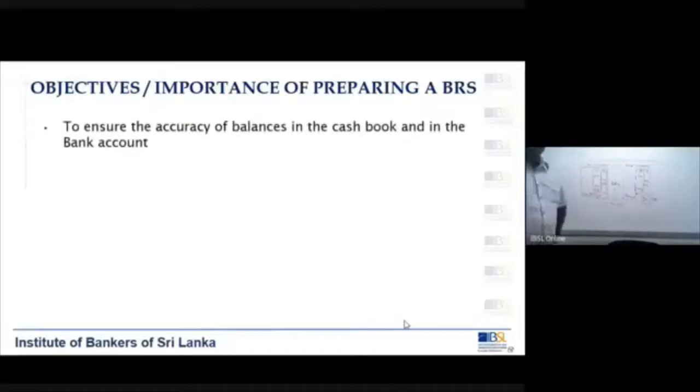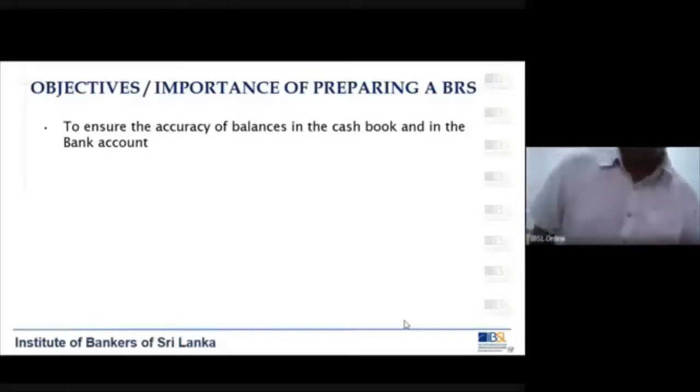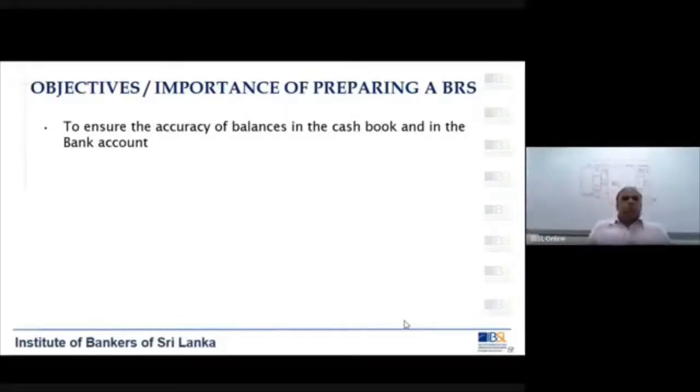So, the objectives are to ensure the accuracy of balances in the cash book and in the bank account. It is very important to note that we are trying to understand that the balance I have in my cash book is correct. How do I ensure it is correct? I will check it against the bank statement, and if there is a difference, I will do a reconciliation. When I do the reconciliation, I'm quite sure that the two records, or the two balances, are in sync.